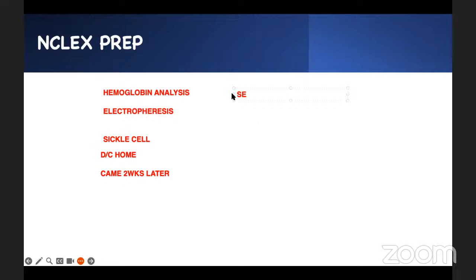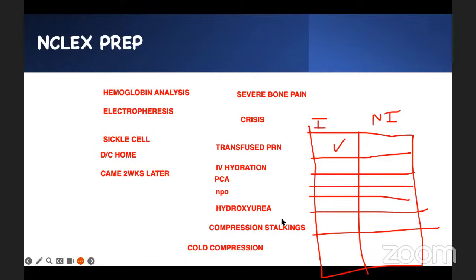With severe bone pain, the doctor thinks the patient is in crisis, vaso-occlusive crisis, right? Which of this is indicated? PRN transfusion may be needed, right? NPO is wrong. There's not supposed to be NPO. We want to hydrate them, so not indicated. What else do you think?